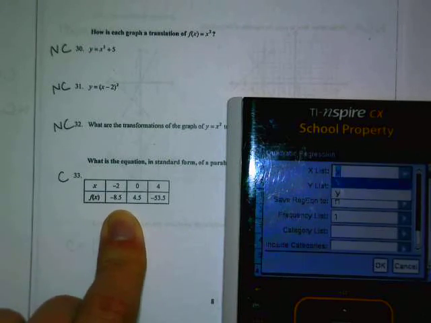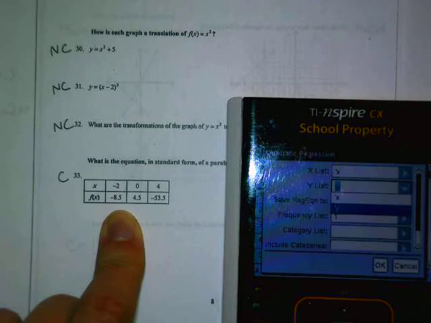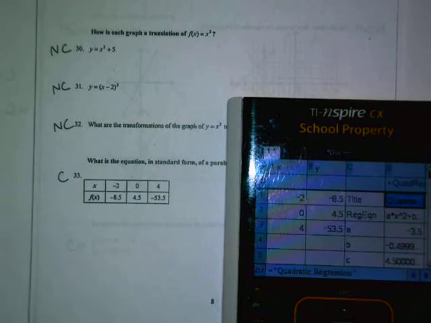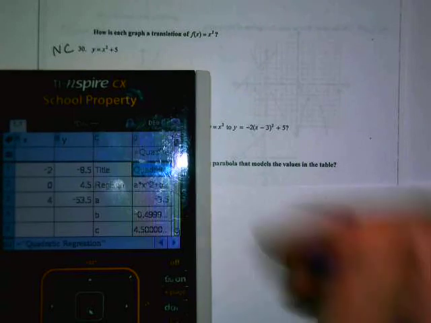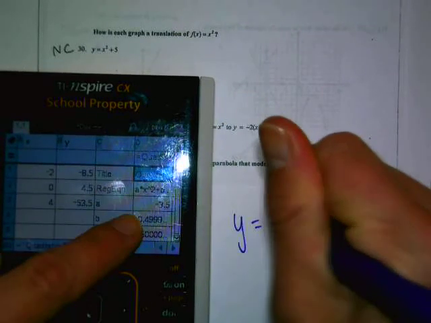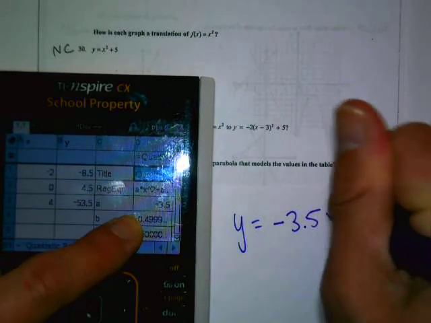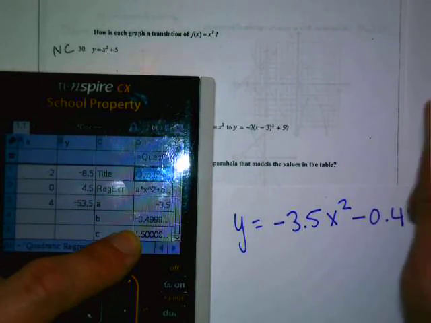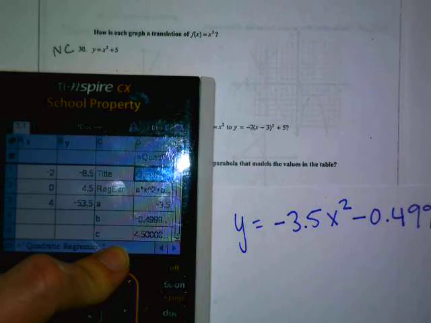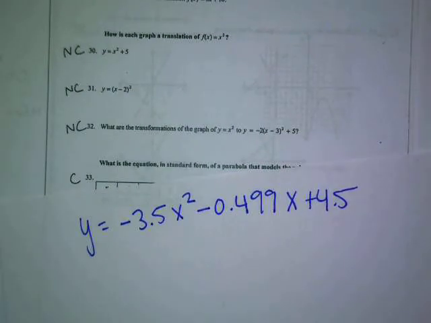Under X list, put X. Under Y list, put Y. Hit enter, and it gives you your values of A, B, and C. So then your answer on this one would be Y equals negative 3.5 X squared minus 0.499 X plus 4.5. Yeah, you can round up to 0.5.